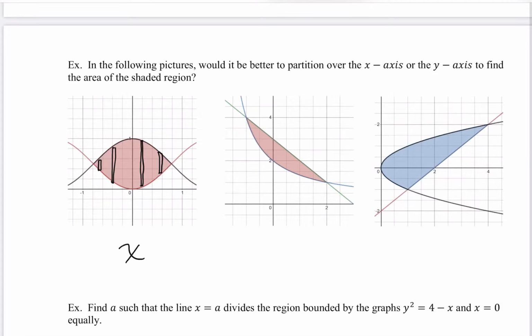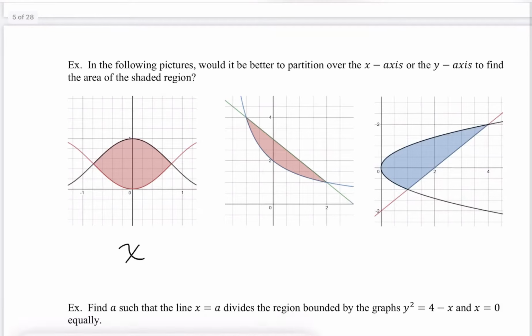Now, on the second one, let's contrast that with if you had partitioned and were to think, well, what if I did it with functions of y? Then it would change, right? Because if you partition and do right curve minus left curve, you have two different curves, so you would have to set up more than one integral. Two integrals is what you'd end up with. So definitely in this case, functions of x would be the way to go.